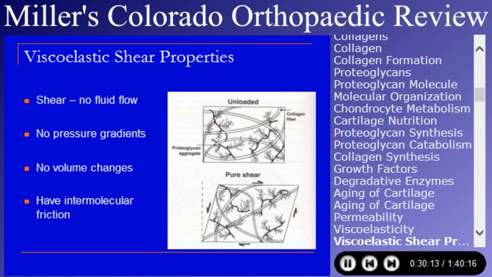Shear properties, obviously cartilage has to have shear properties. Our joints move and there is shear of one surface on another. In normal cartilage, the amount of friction is virtually none. In pure shear, which may or may not truly exist, there really isn't any volume change in the cartilage. There's intermolecular friction with perhaps a shape change, but in pure shear, there is not truly a volume-dependent deformation.